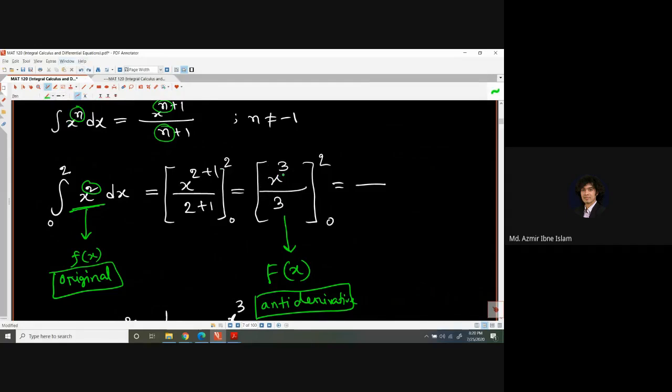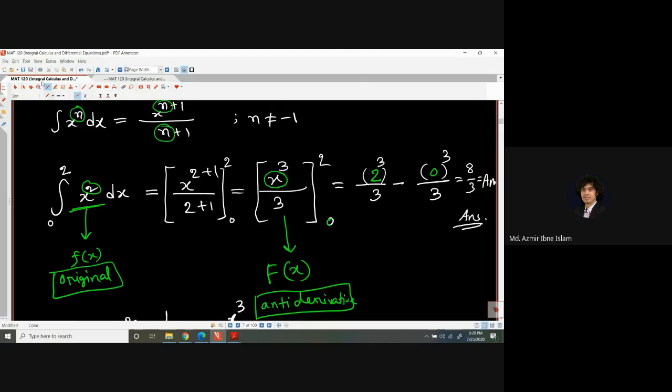This is our antiderivative. Remember, we input the upper limit where we have x. So x is our input. Antiderivative at the upper limit, minus antiderivative at the lower limit. What is our lower limit? The lower limit is 0. If we solve this, we get 2 cubed over 3, that is 8 over 3, and the second part will be 0. So this is our final answer. It is defining the area.